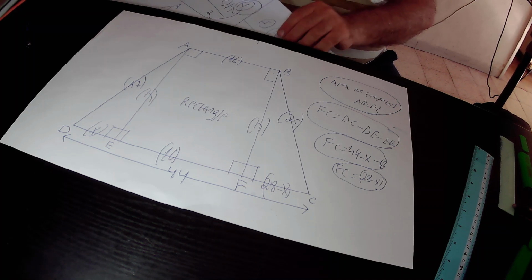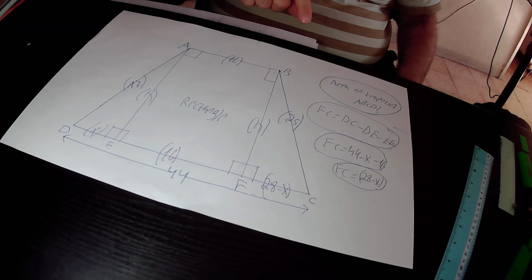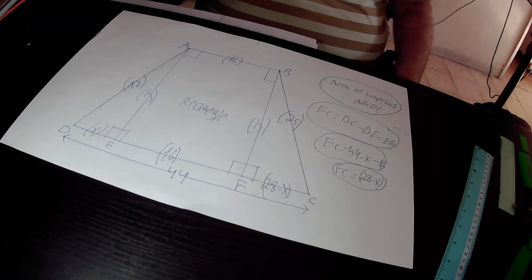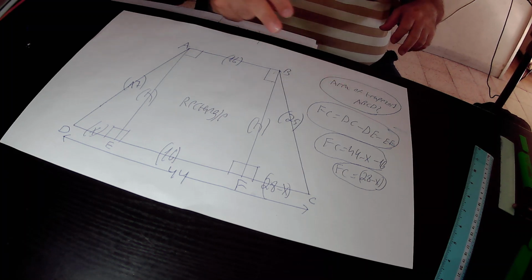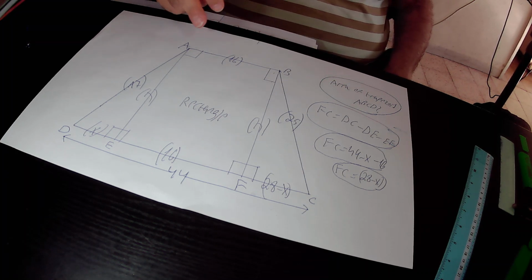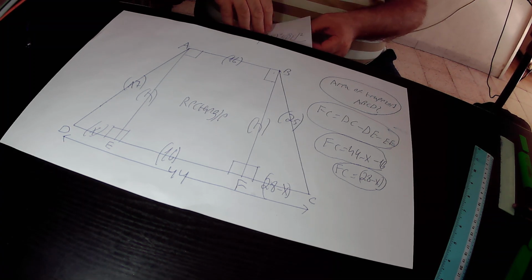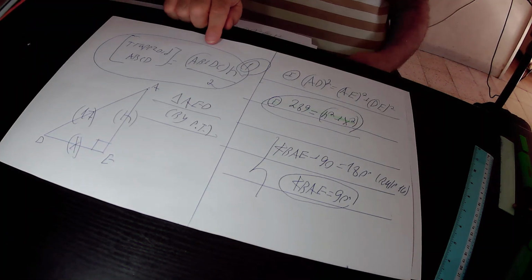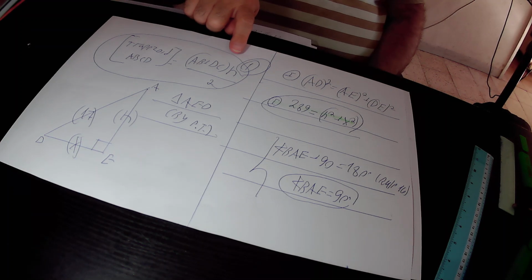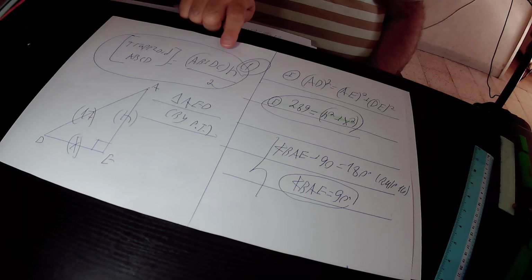Actually, the area of any trapezoid is equal to the sum of its two parallel bases times the height over 2. And therefore, the area of this trapezoid ABCD must be equal to AB plus DC, that is the sum of its two parallel bases, times the height h over 2. The height h must create 90 degrees with the two parallel bases AB and DC.